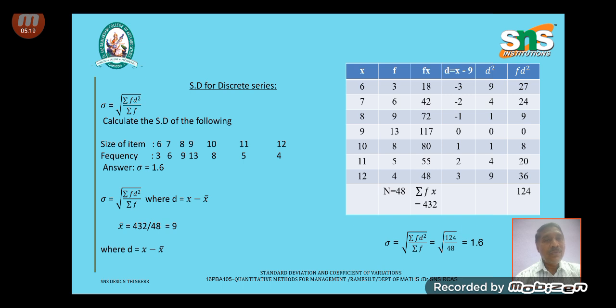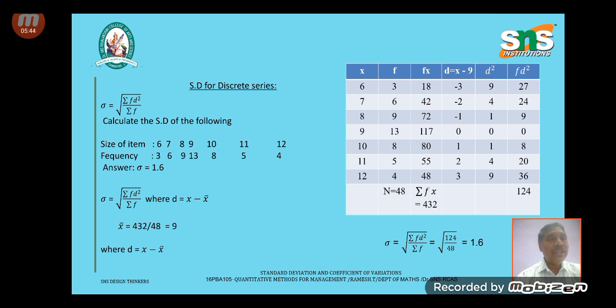another one. So the data given are 6, 7, 8, 9, 10, 11 and 12, and the frequencies are 3, 6, 9, 13, 8, 5, 4. And now we calculate fx. What is fx? Because we need the average value. So what is the average for discrete series? Sum of fx by sum of f. So for that purpose we need fx.